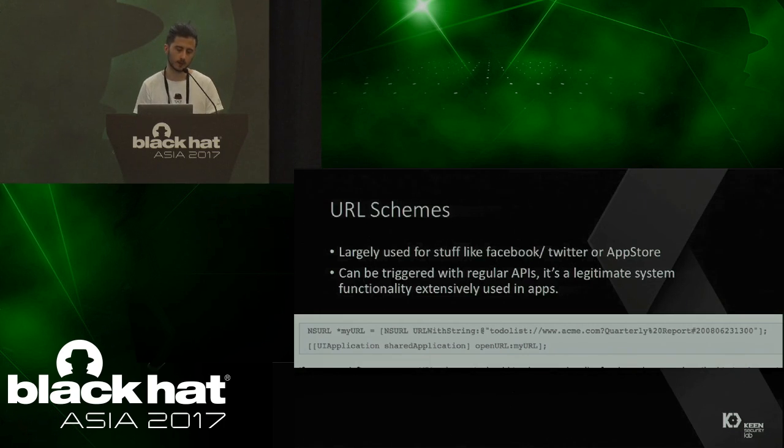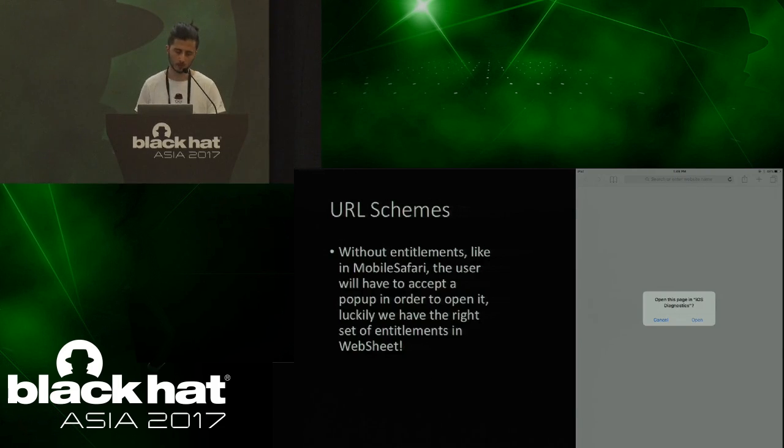And invoking it is fairly simple. You can just use system APIs because it's a supported functionality. It's used a lot by Facebook and Twitter, or to open the App Store, so it's a legitimate system functionality, nothing strange or bugs here. If you don't have some entitlements when you do this, probably you will get some pop-ups, which is not good for us because the user will have to click to accept. But fortunately, our WebSheet application has enough power to not prompt any confirmation, thanks to the open sensitive URL entitlement and the open in the background entitlement.